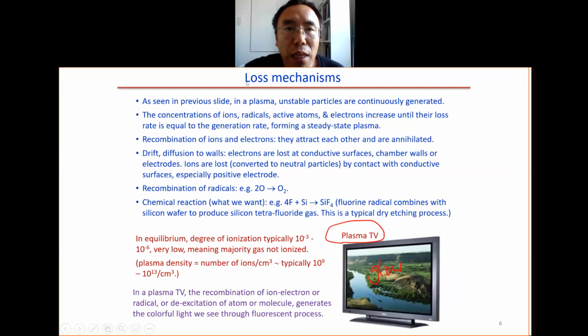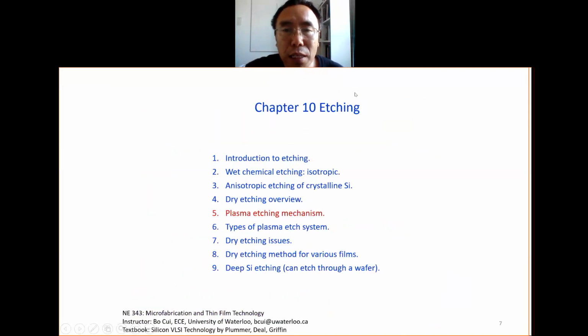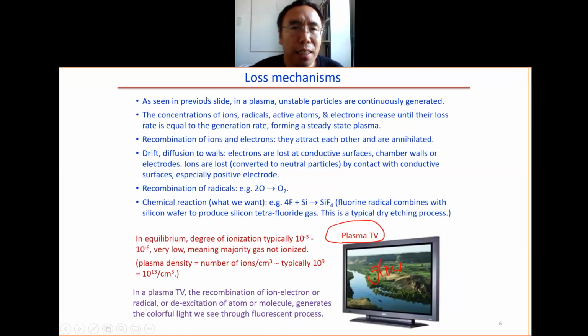So now let's look at the loss mechanism in the plasma. As seen in the plasma, we have unstable particles. They include ions, radicals, active atoms, and electrons. They are generated, so the number will increase until their loss rate is equal to the generation rate, forming a steady state plasma.